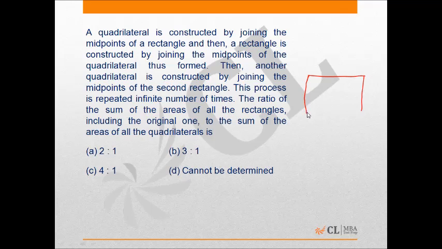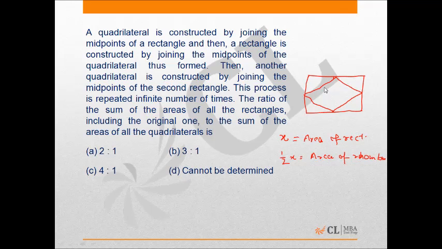Over here we understand that when we join the midpoints of a rectangle, the drawn figure turns out to be a rhombus. So the area of the rhombus that we draw by joining the midpoints is half of the area of the rectangle. So if we say the area of the initial rectangle was x, then 1 by 2 of x will be the area of the rhombus that has been constructed by joining the midpoints.